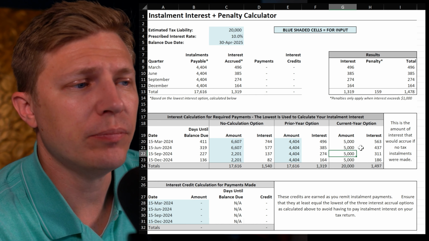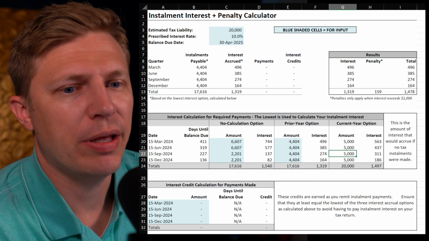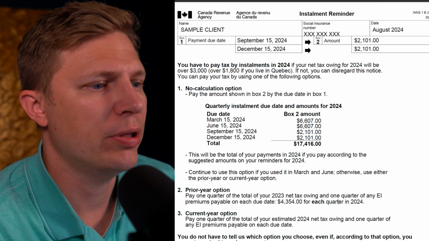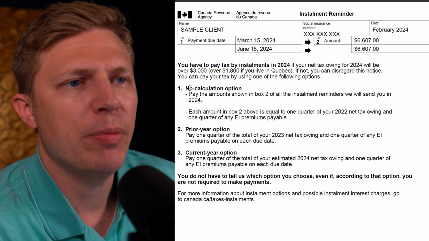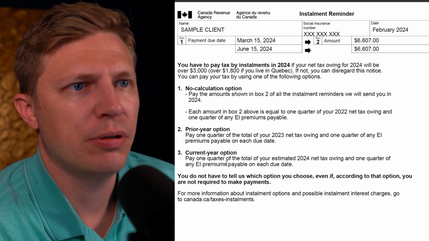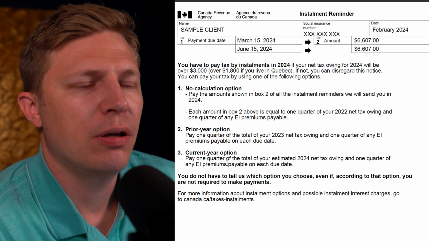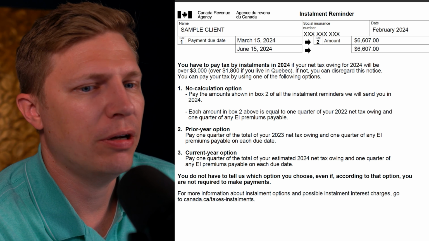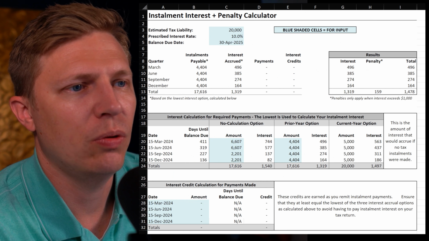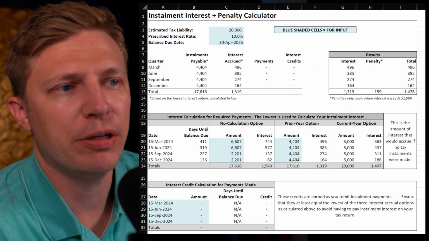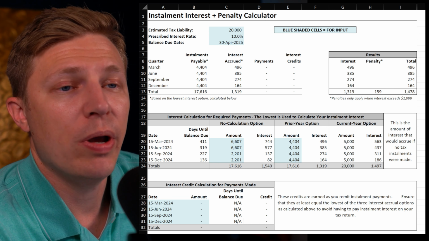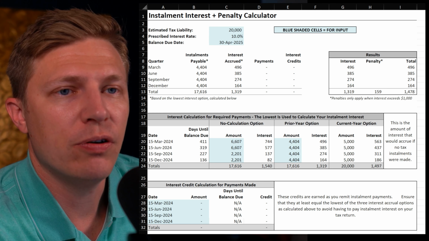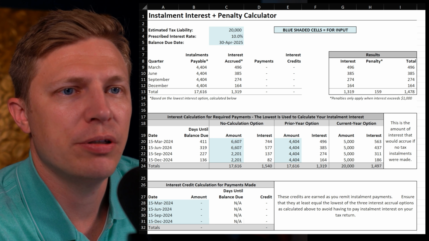Now if you remember what that letter said when you received it in February, I'll bring that back up again. It said you can remit based off of any of these three options. You'll see that our calculator is calculating the interest under those three options that the letter's speaking about. And the way that installment interest works is you get charged interest according to whichever of these three options results in the lowest interest payment.